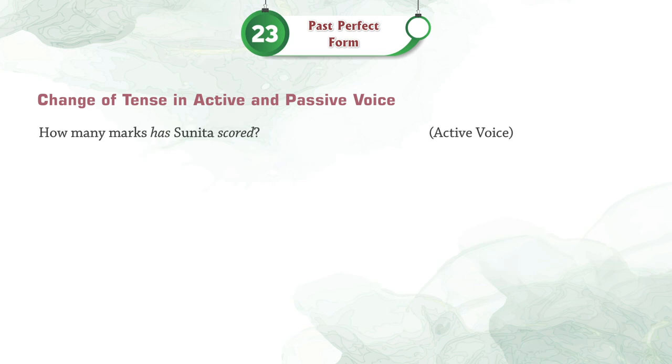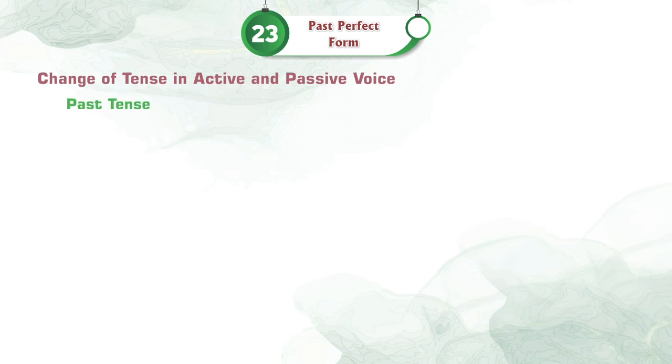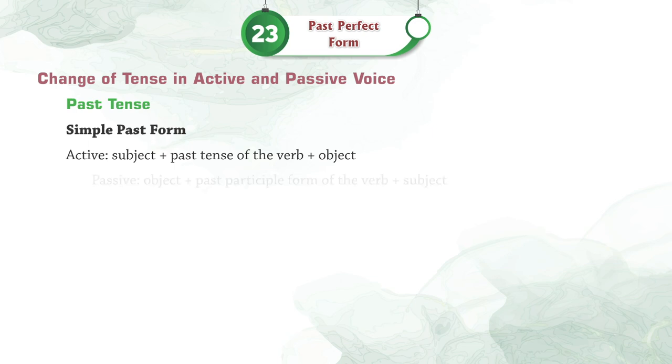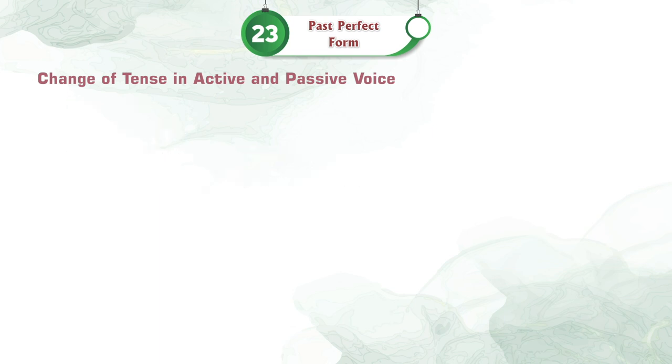Passive voice. How many marks has Sunita scored? Active voice. How many marks have been scored by Sunita? Passive voice. Past tense. Simple past form. Active, subject plus past tense of the verb plus object. Passive, object plus past participle form of the verb plus subject.